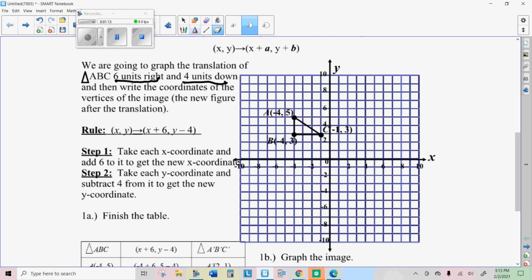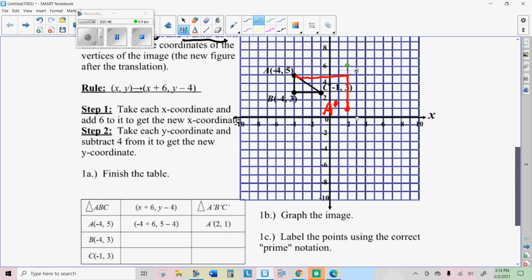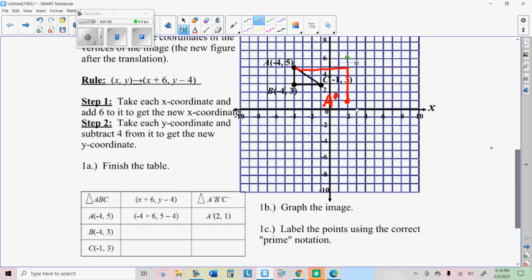The way we denote the image of the point A is we put a little apostrophe by the letter A. So once again, we went over 6 units to the right. That goes to there. And then we went down 4 units, and I ended up right there. And we're going to call that point A prime, the image of A, and we use a little apostrophe to show that. The coordinates of that new point are 2, 1. And notice how we use A prime to show that.